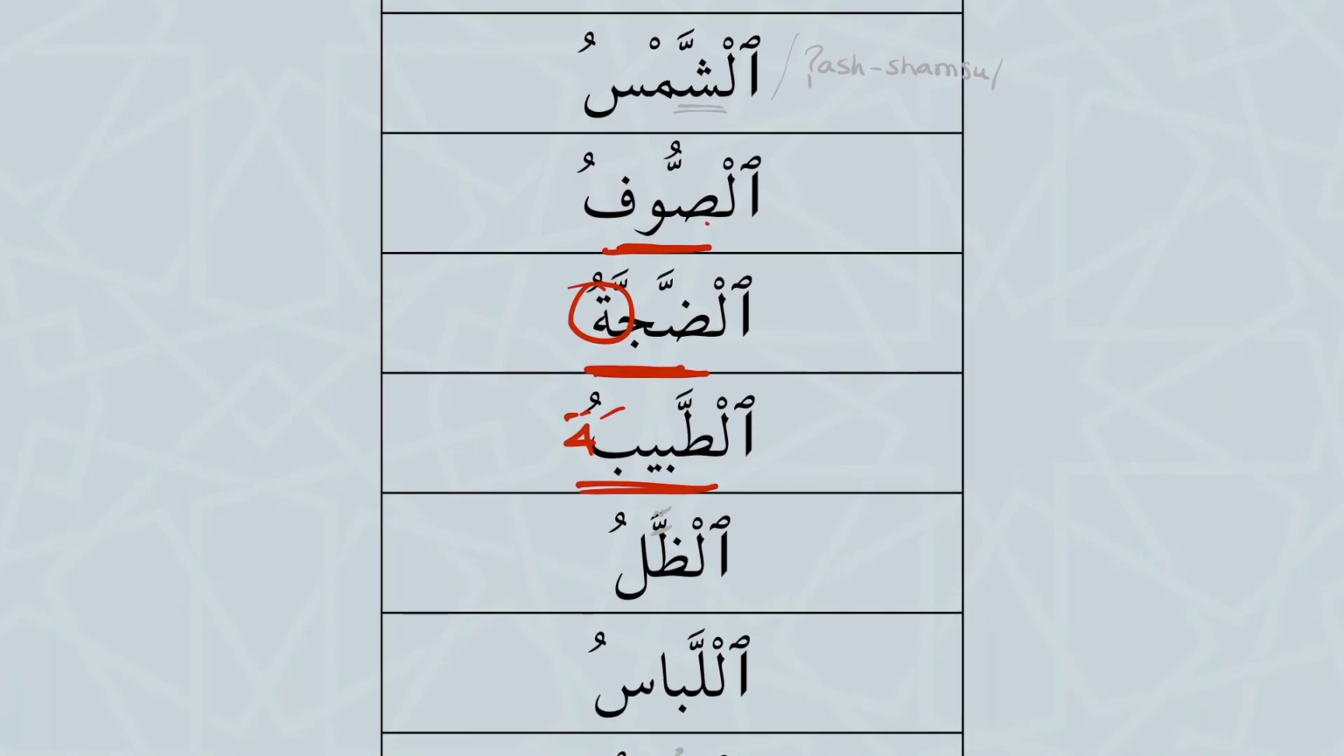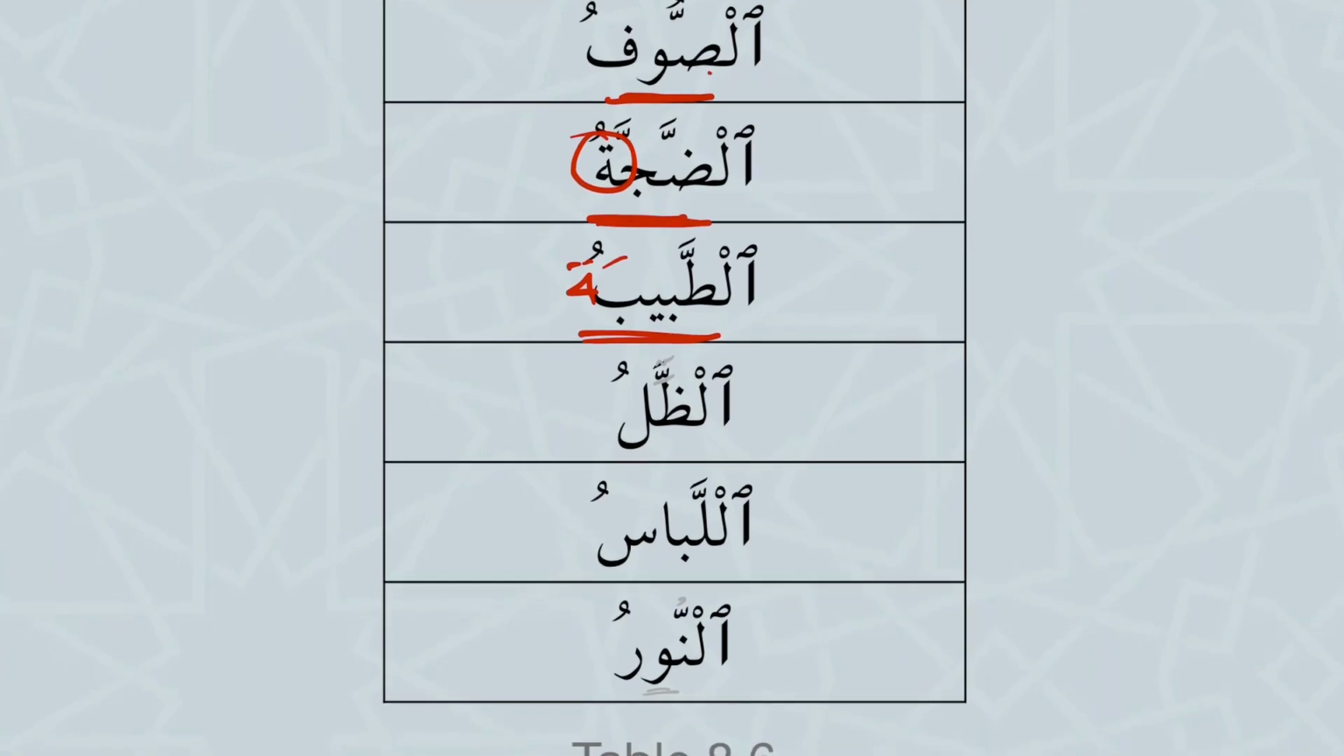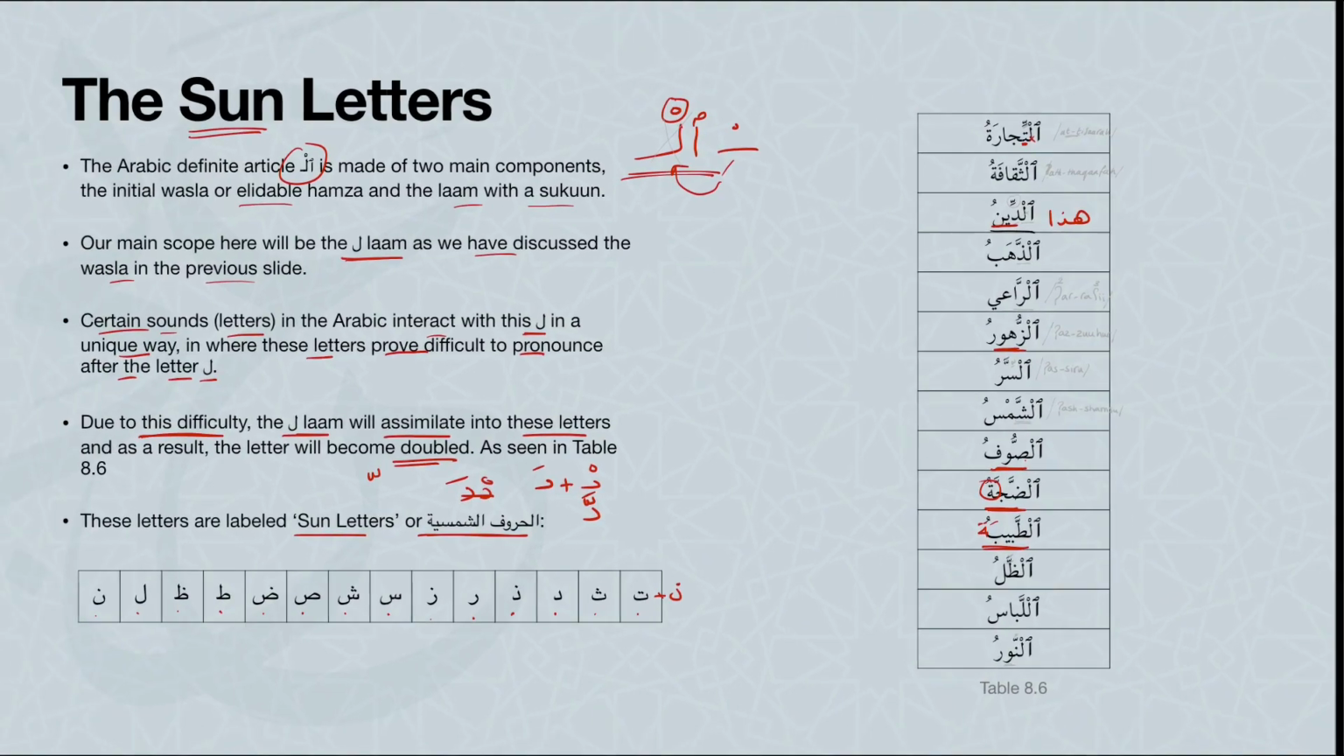هذا الظل. هذا اللباس. هذا النور. So this is how the Hamzat al-Wasl and the lam are completely omitted or completely elided if something comes before it, if it's not word initial.